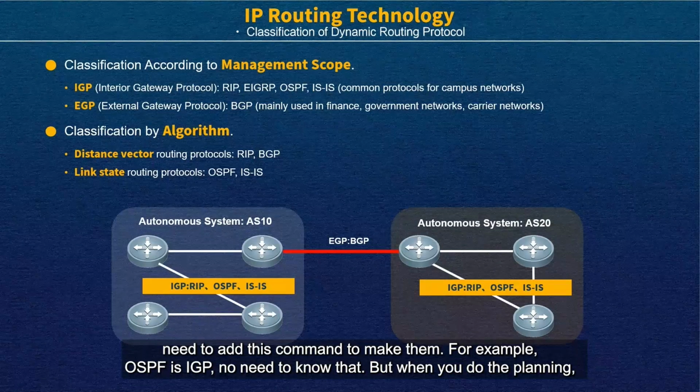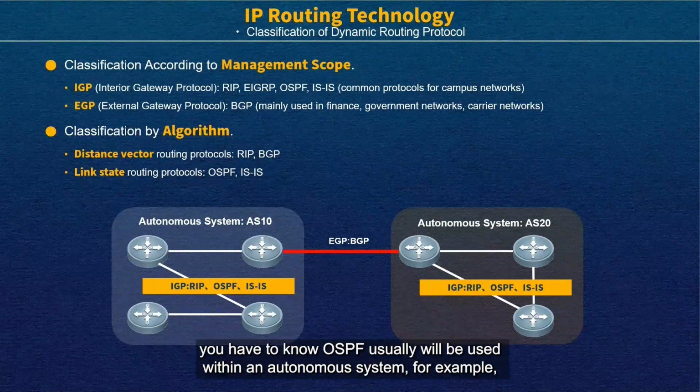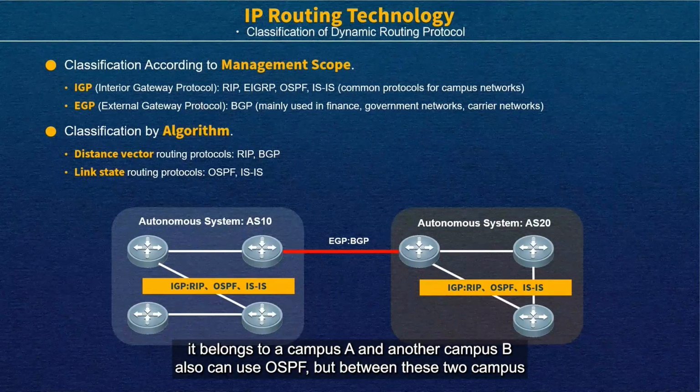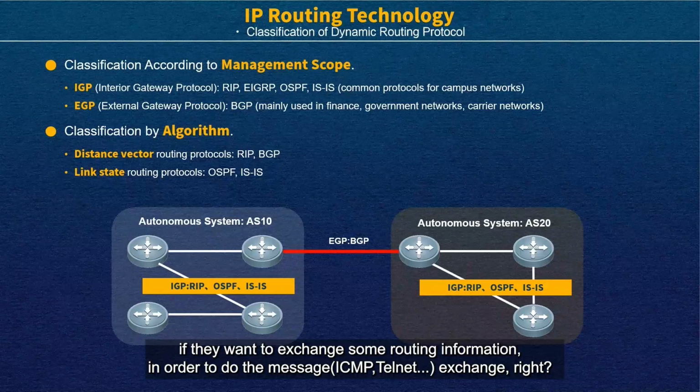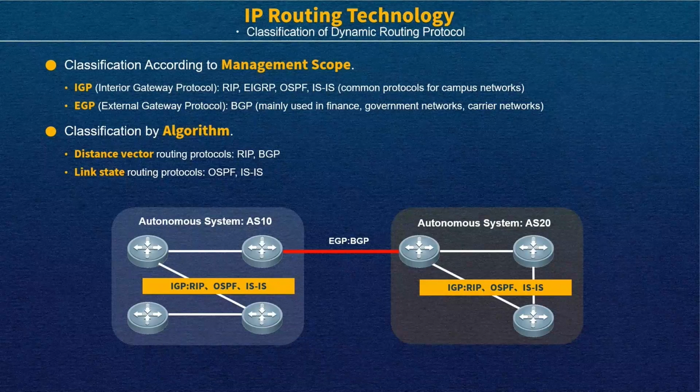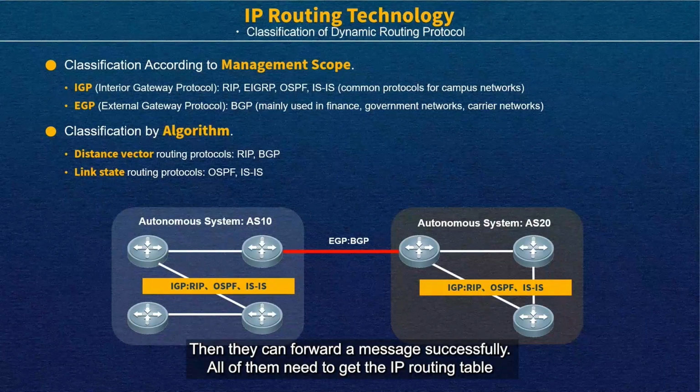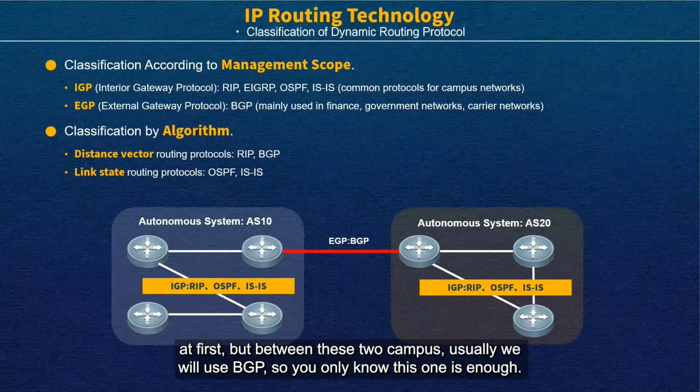But when you do the planning, you have to know OSPF usually runs within an autonomous system. For example, campus A belongs to one, and another campus B can also use OSPF. But if these two campuses want to exchange some routing information, they can do a message exchange, right? Then they can forward the message successfully. All of them need to get the IP routing table first. But between these two campuses, we usually use BGP. So knowing this is enough.